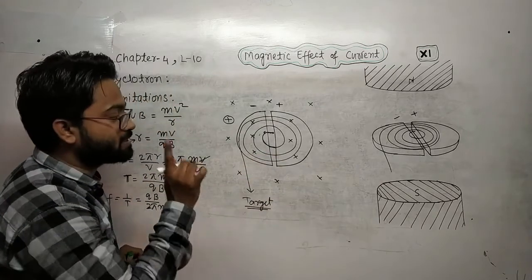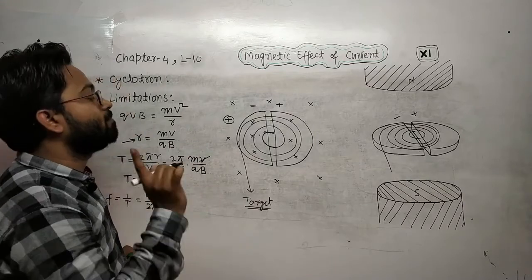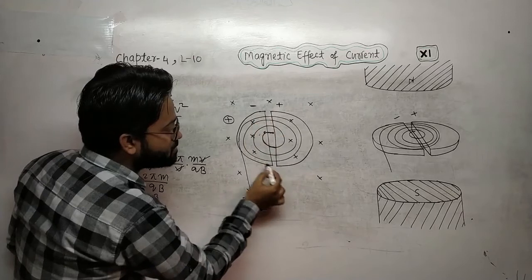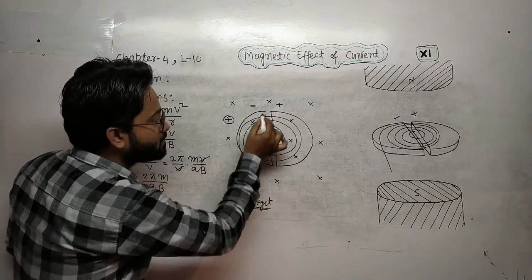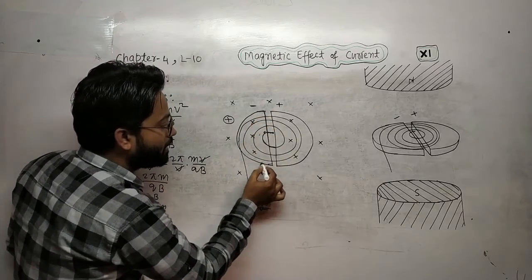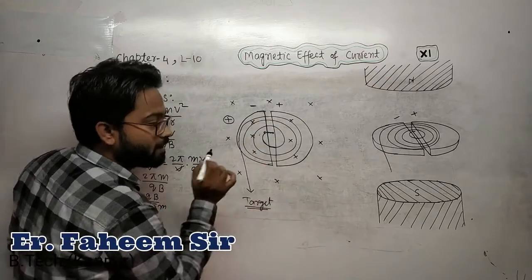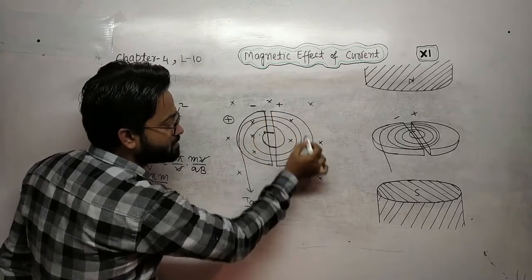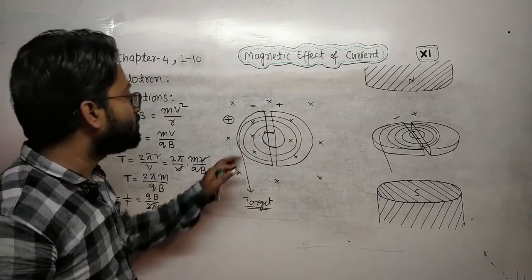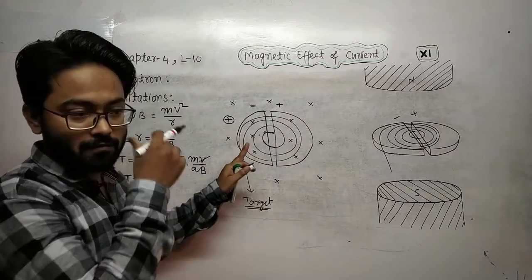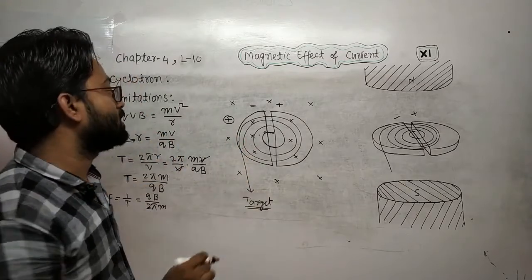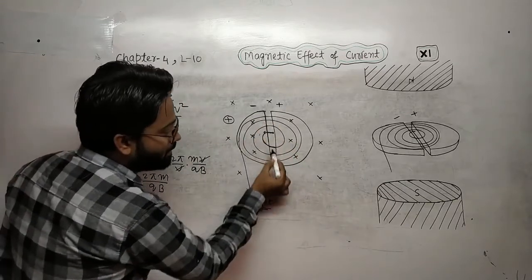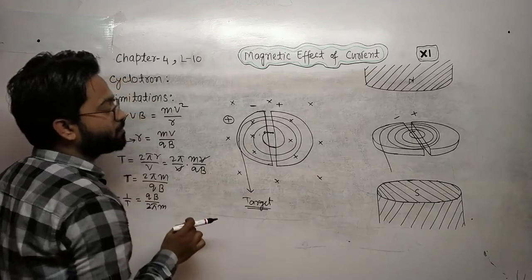In the gap, the charged particle will accelerate because there exists an electric field. But inside the conductor, the electric field is absent. That means inside the disk there will not be any force, there will not be any electrical force. That means the charge inside the disk will not accelerate. The charged particle will accelerate only between the gaps.